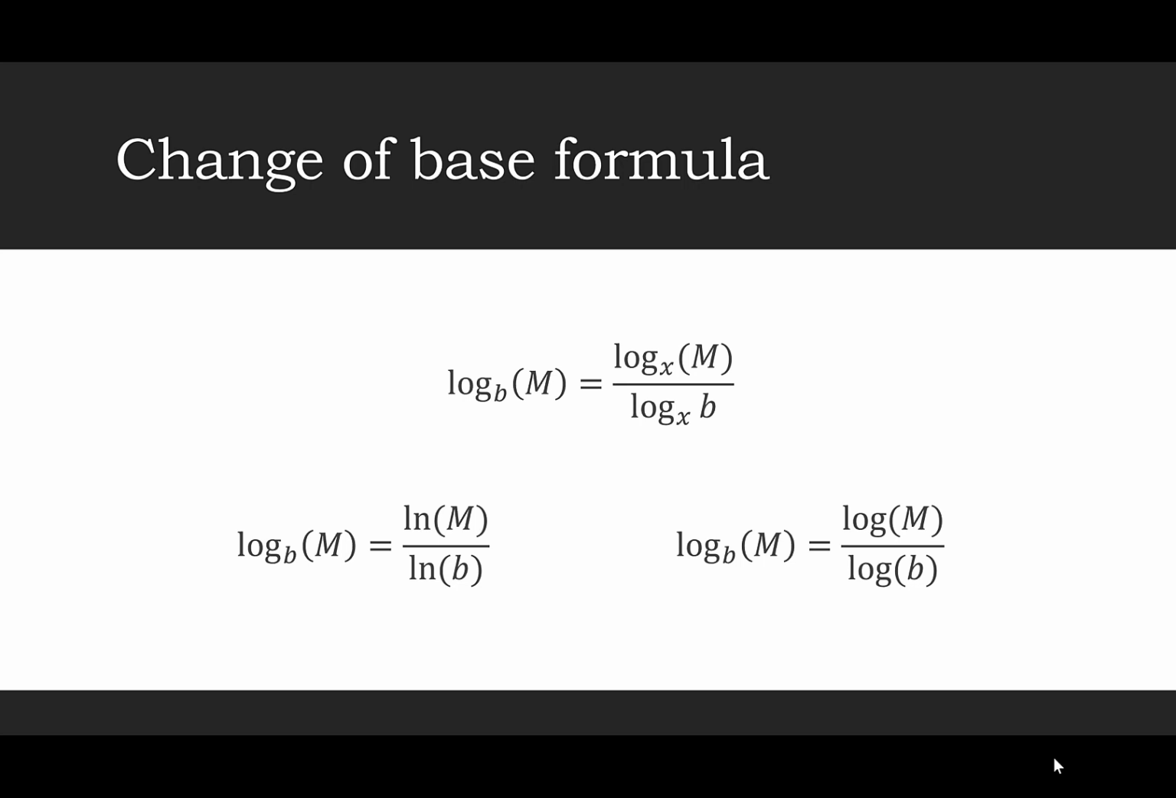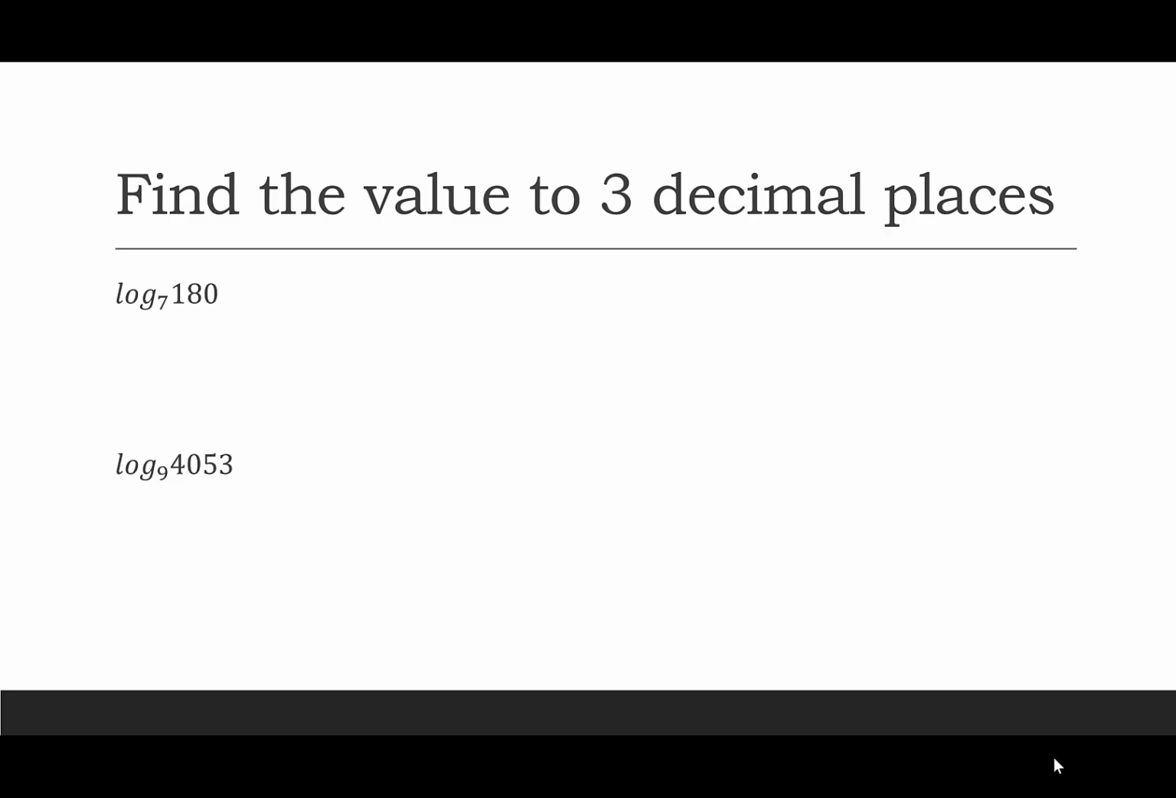What I would encourage you to do is try these as you're watching this video to make sure the number you get matches the number I get. That'll tell you if you're missing a parenthesis or something. Let's start with finding the value, approximating to 3 decimal places, of the log base 7 of 180. I'll do both just to show you that we could do the natural log of 180 over the natural log of 7. And then I'll switch up and we'll do the common log as well.